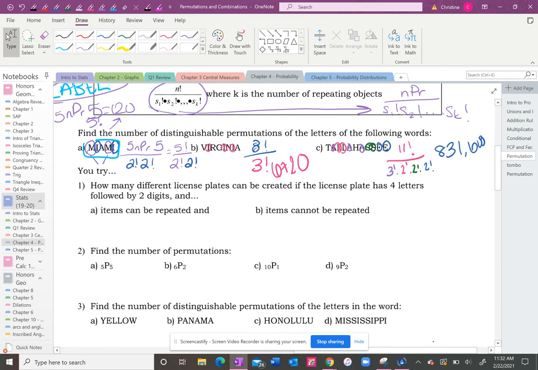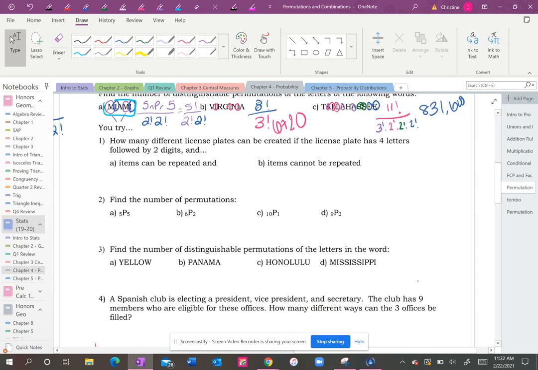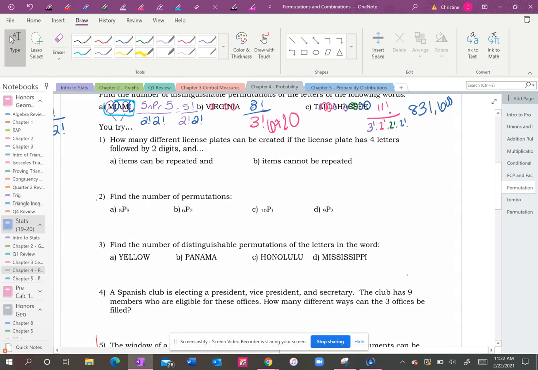All right, so now here's going to be the difference of when you use a permutation with or without repetition. These I'm going to leave for you guys to answer, and I'll do these two with you.